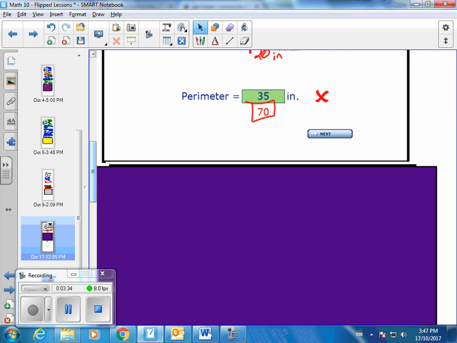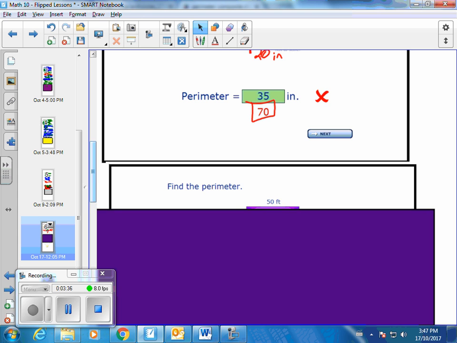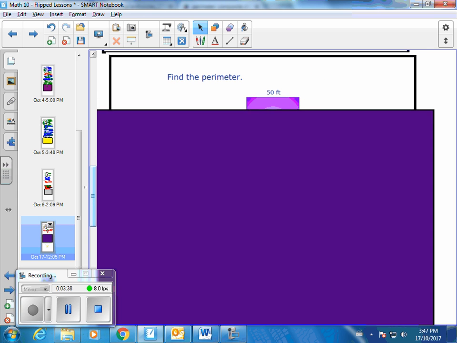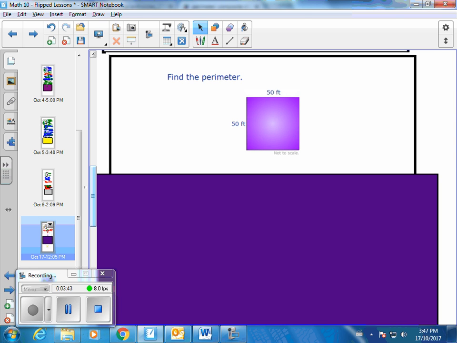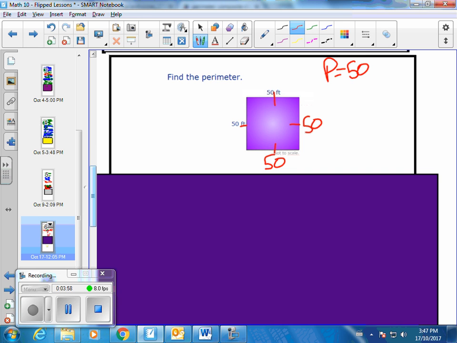Little bit trickier. So we're going to be dealing with another rectangle, slightly different shape. Oh, sorry, this one's actually a square. Now we get a square. And the nice thing about a square is we know that all 4 sides are the same. So 4 sides are 50. Now, my perimeter is 50 plus 50 plus 50 plus 50.